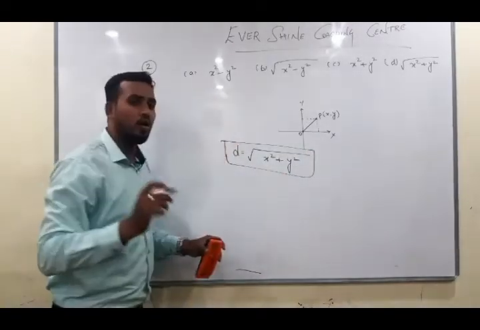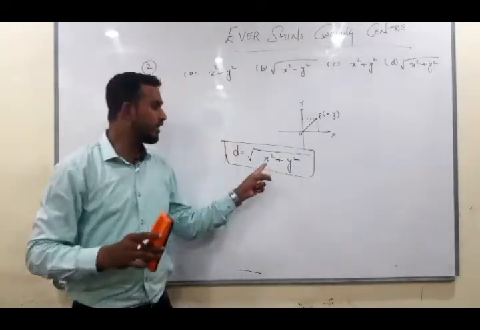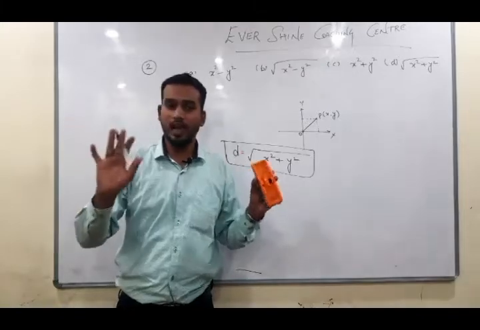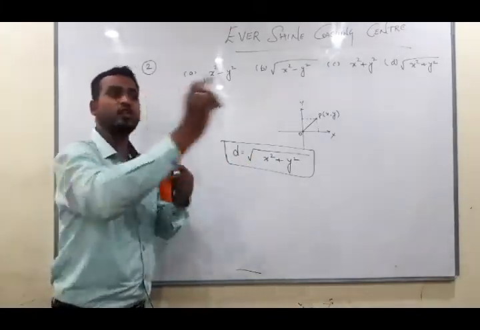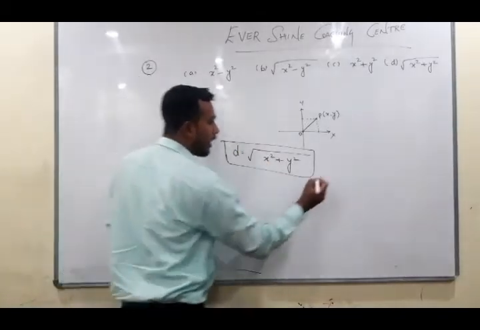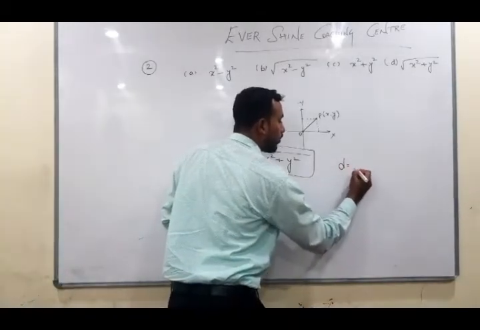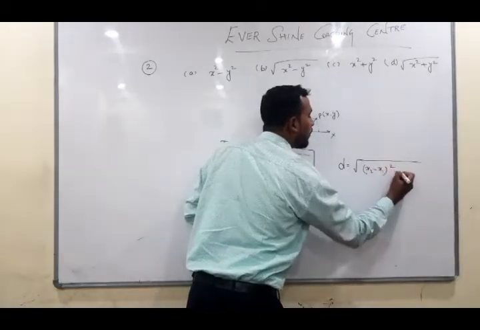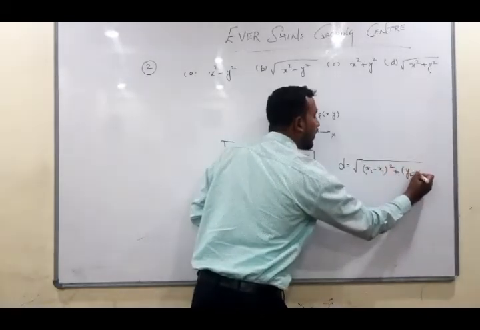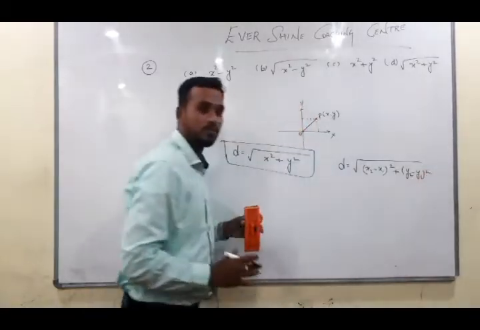Now the question arises, so how did we get this formula? Very simple, I'll tell you. Usually to find the distance between any 2 points, we use the formula d is equals to root of x2 minus x1 whole square plus y2 minus y1 whole square. Am I right? We use this formula.